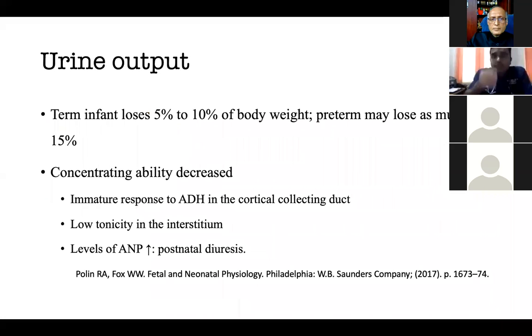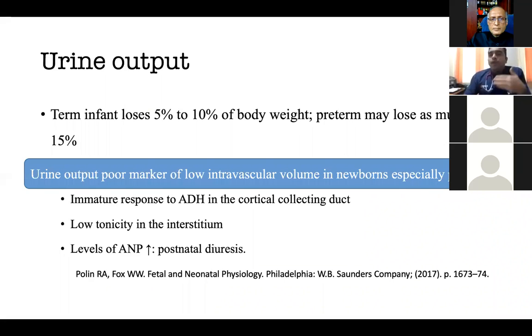Similar to heart rate, the problem with urine output is that in preterm neonates, inherently their concentrating ability is decreased compared to older children. Why? Because their response to ADH is immature. The tonicity is low in the interstitium, and the levels of ANP are very much elevated, resulting in a postnatal diuresis. So it is a poor marker of low intravascular volume in newborns, especially preterms.